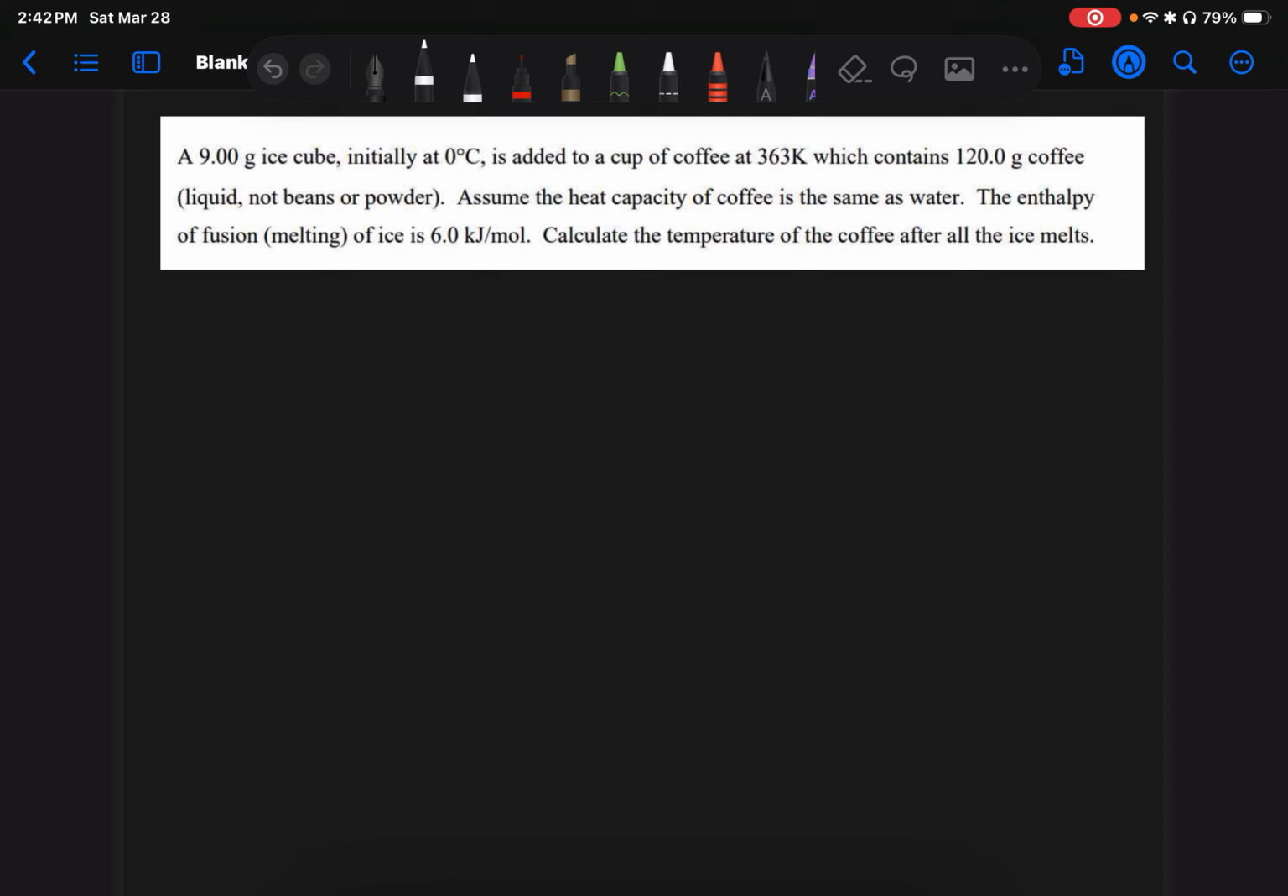Okay, so we got an ice cube, and then we're going to put it into a cup of coffee. What's 363 Kelvin in degrees? 90 degrees Celsius, okay. So what's going to happen is that this 0 degree ice is going to go into that 90 degrees Celsius coffee. Now what will happen?